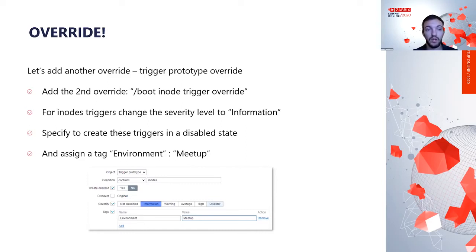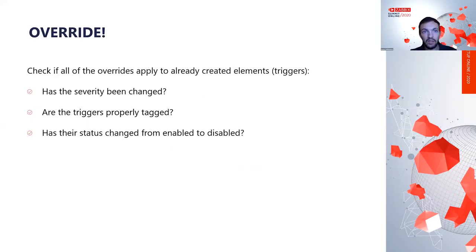And we're going to make sure that the condition this time around for that type is going to have inodes containing within the name of the trigger entity. And we're going to change the severity, and we're also going to add a tag. All right, well, and also we are going to specify to create this trigger in a disabled state. Well, when we're going to run this particular discovery rule, we might have a few questions.